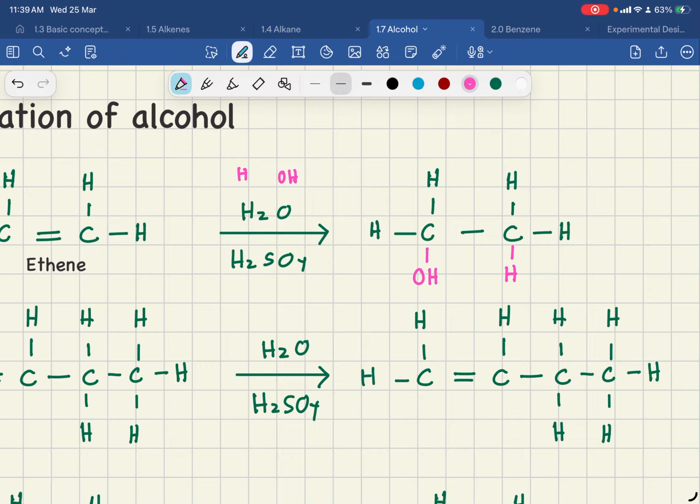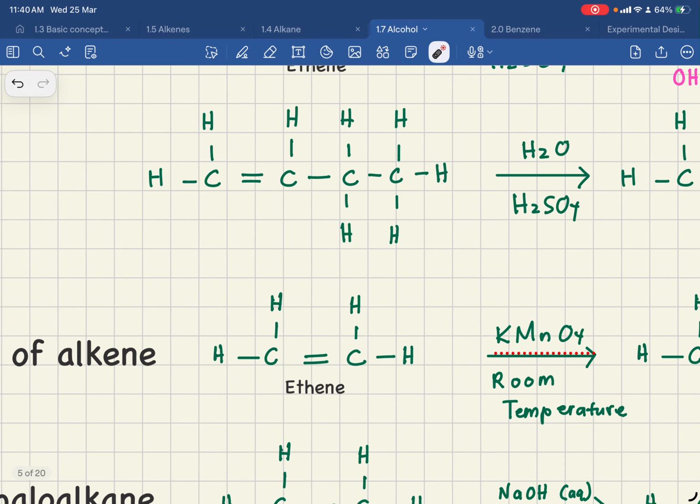Does it matter where the H and OH go? For my first example, it doesn't matter. You can put H here and OH there, or H and OH the other way around. Why? Because this is a symmetrical ethene. What does symmetrical mean? This is a secondary carbocation, and this is also a secondary carbocation. So they are symmetrical, the left and right are the same. Then we look at our next example.